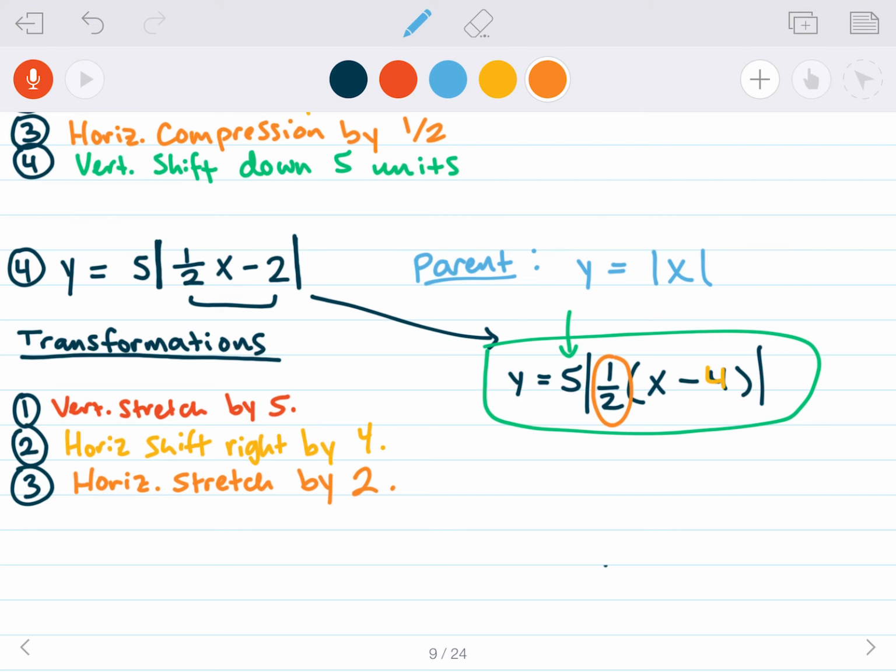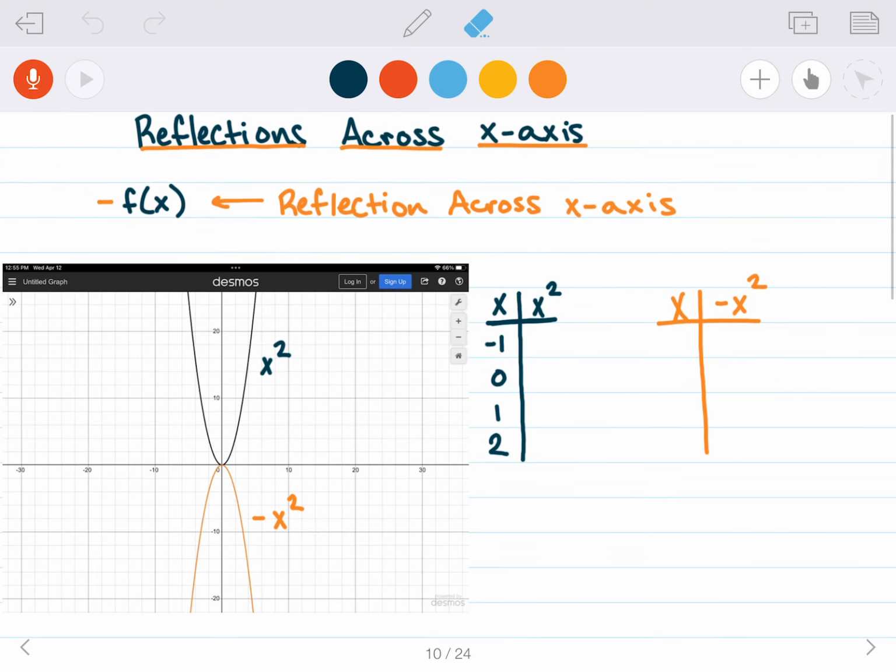Hopefully this made some kind of sense. So let's do some more problems here. Before we do that, we're going to talk about 2 more transformations. We talked about shifts, we talked about stretches and compressions, both vertically and horizontally. The next thing we're going to talk about are reflections.